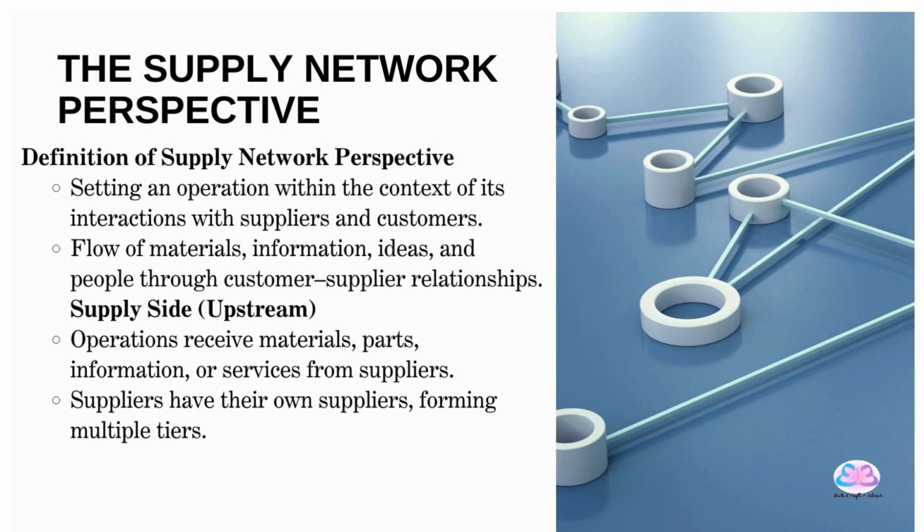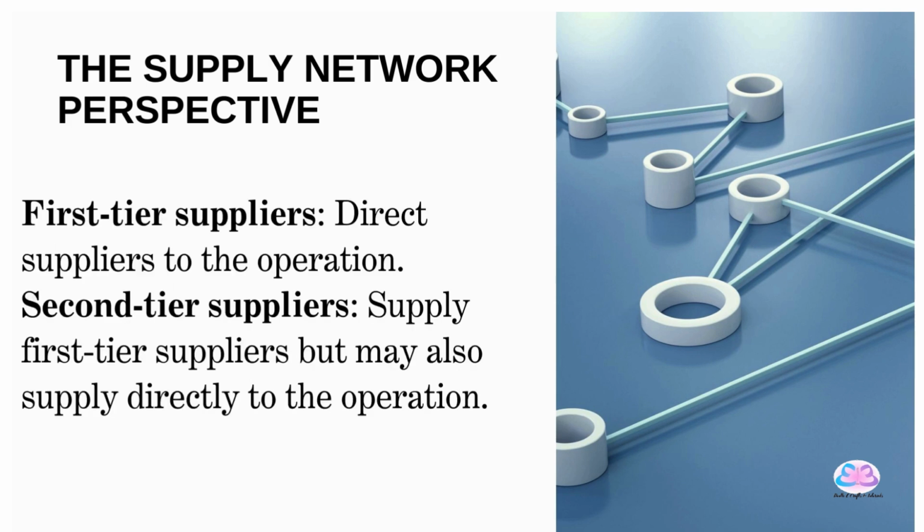The supply network refers to the system of interconnected suppliers, manufacturers, distributors, and customers involved in delivering a product or service. It includes both upstream, which is the supply side, and downstream, which is the demand side. Understanding this perspective helps businesses improve efficiency and adapt to market changes.